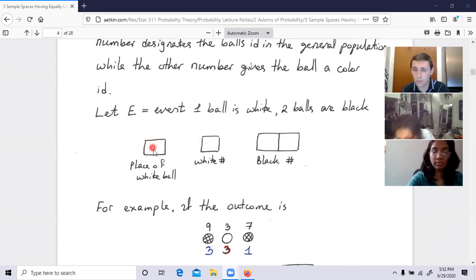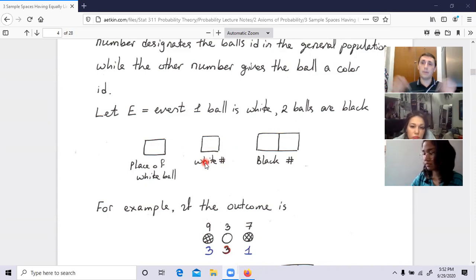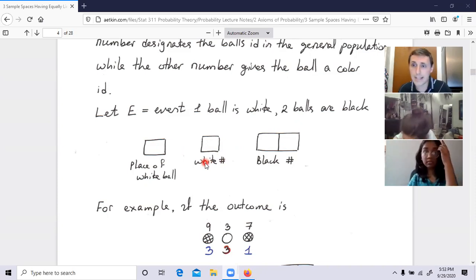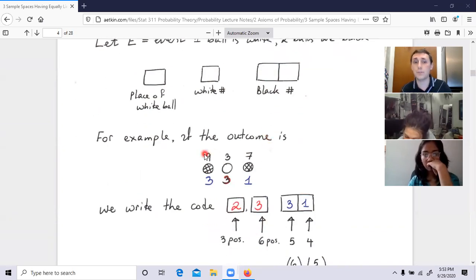I have place of white ball, and then the white number. So the white ball number comes in and it shows that it has a white ID. And then that white ID will be recorded in this box. And then here we record the black IDs, the other 2 balls. So here is an example. Suppose that the actual outcome that came out, and I want to show that here I'm assuming that I know the order in which the balls were selected.